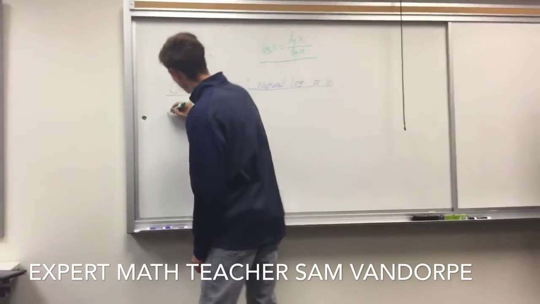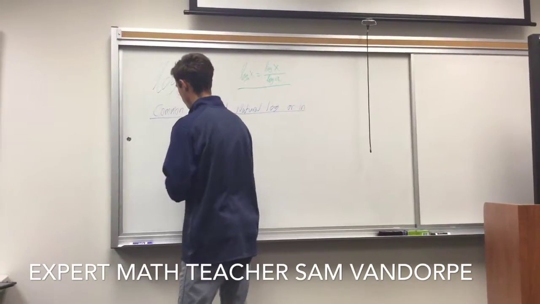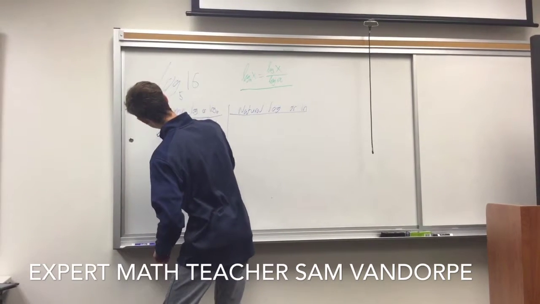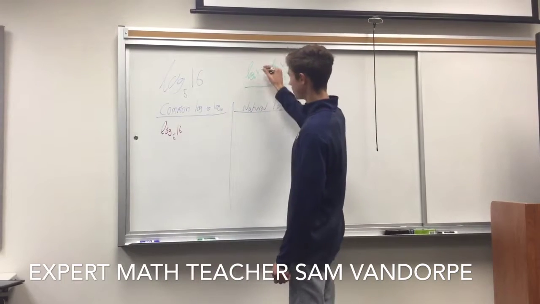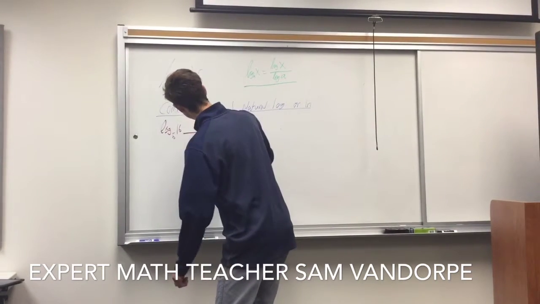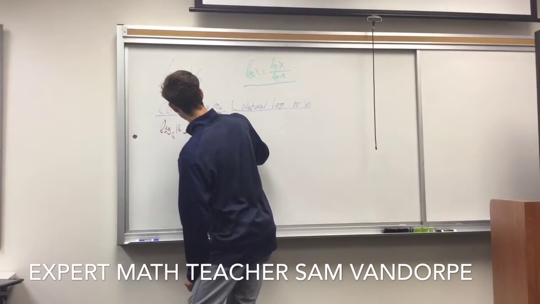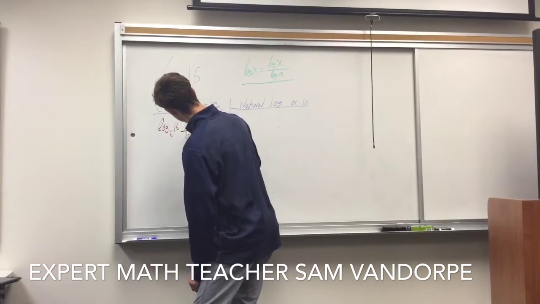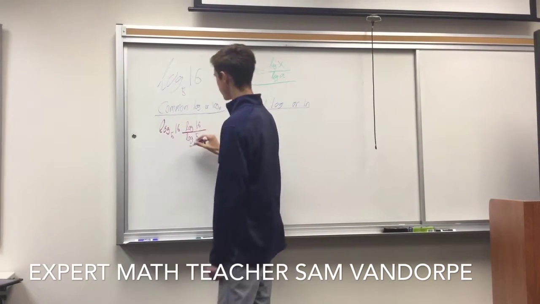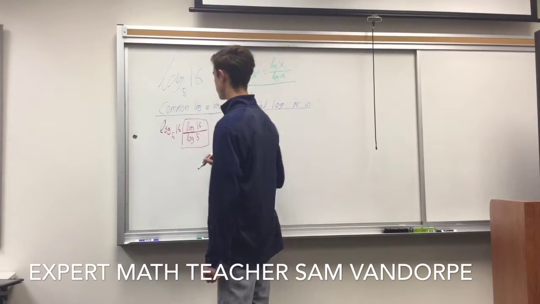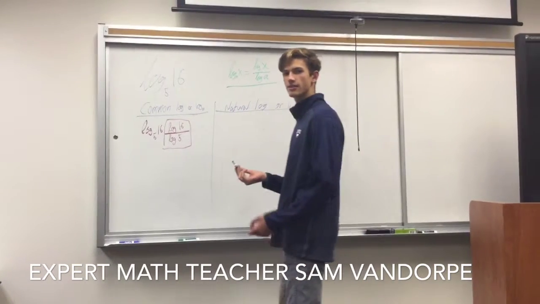Alright, so we have the log base 5 of 16, and to change the base, the x is going to be 16. So we do our new base, which is common log. It's going to be log of 16 over log of 5. And so that's how we change the base to the common log.